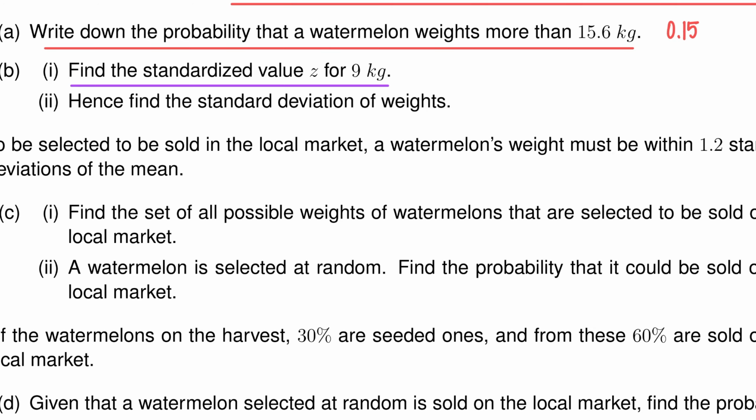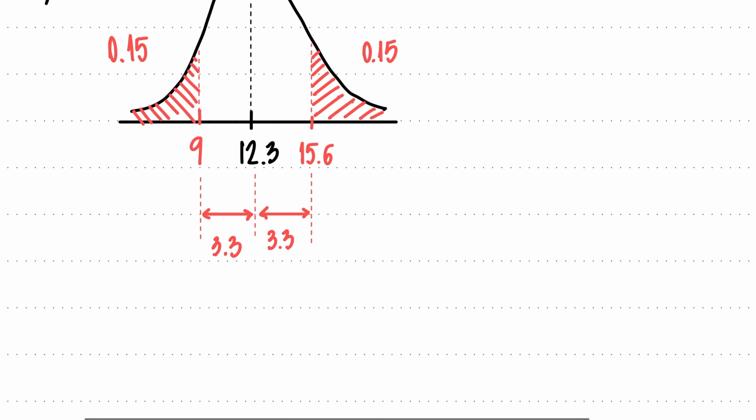Find the standardized value Z for 9 kilograms, meaning the z-score of a standard normal distribution that has the same probability of this 9 kilograms. If you take the probability from negative infinity to this z-score in a standard normal distribution, that probability will be the same as the probability from negative infinity to 9 in this distribution right here. Anything that's a z-score, I'm going to represent in this color purple.